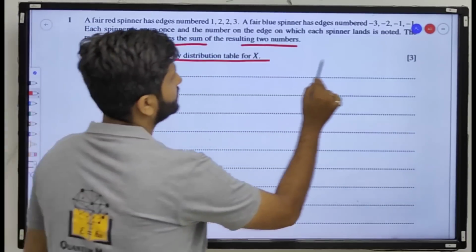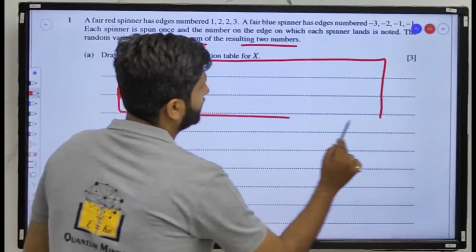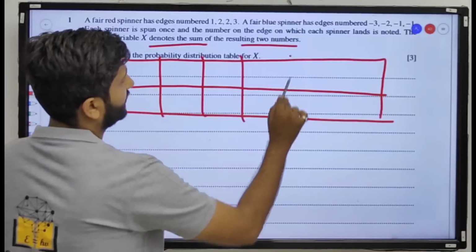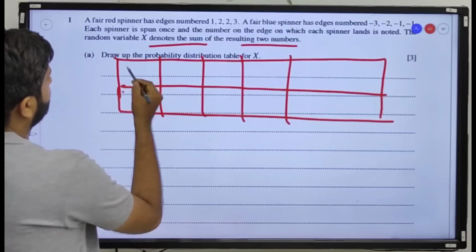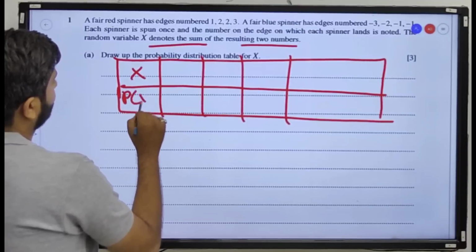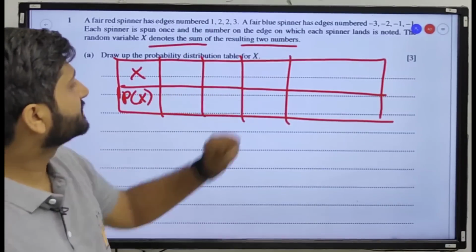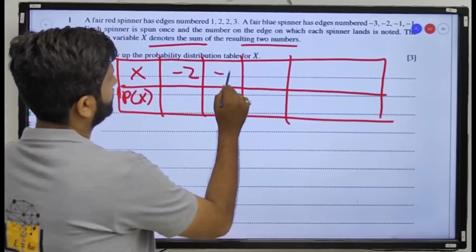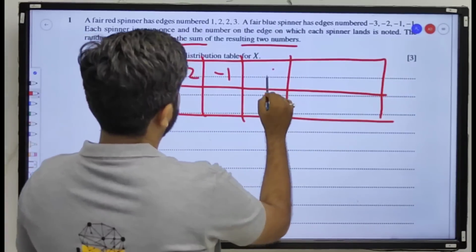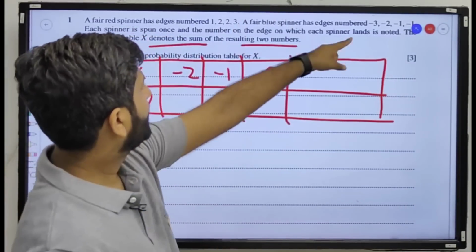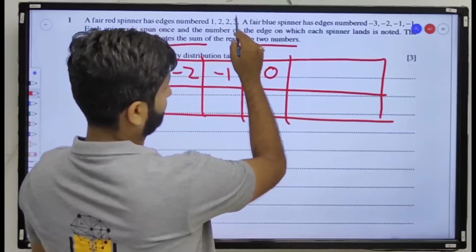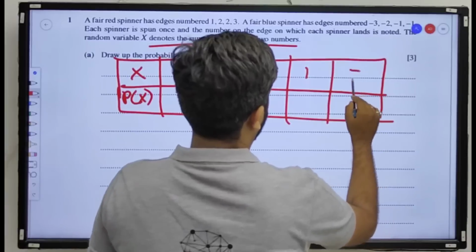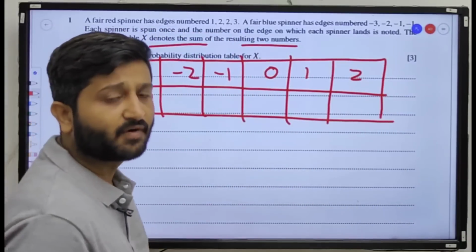Okay. Let us draw the probability distribution table. For a probability distribution table, we first need to know the possible outcomes. Let us find out. Let's say this is my event x and this is my probability of x. So I have 1 and -3, which gives -2. 1 and -2 gives -1. 1 and -1 gives 0. 2 and -3 gives -1. 3 and -2 gives 1. 3 and -1 gives 2. So these are the different outcomes which are possible.